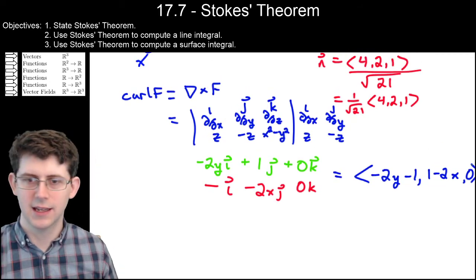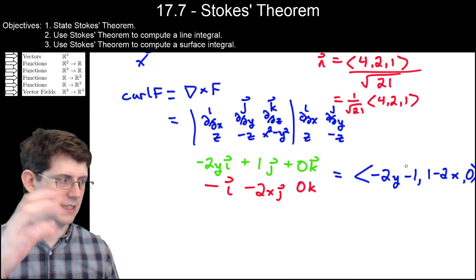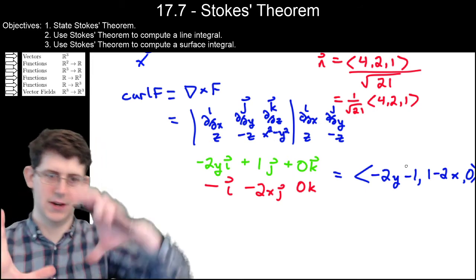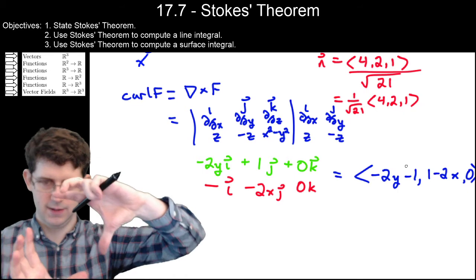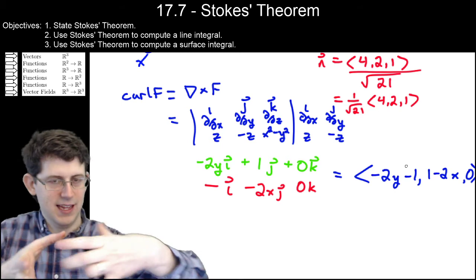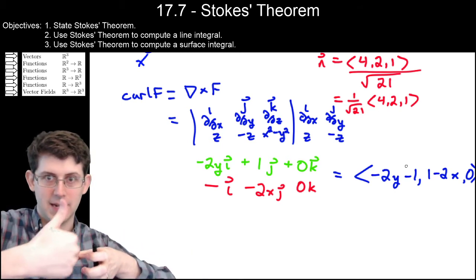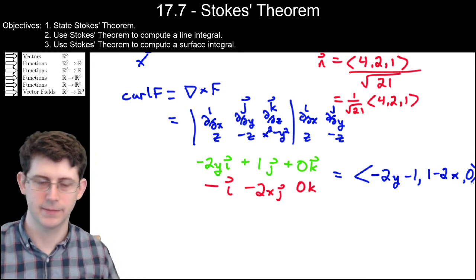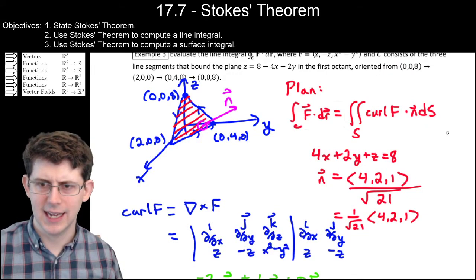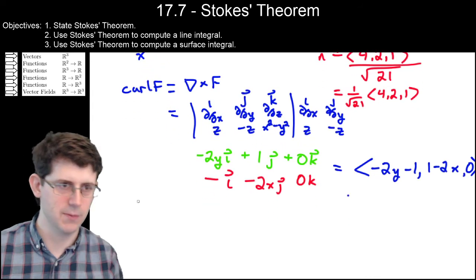Huh, that's interesting. If your curl is all in the xy plane all the time, that means that the rotation axes are all in the xy plane. So everything is always spinning this way and never this way. If things were spinning this way, then the curl would point up sometimes, but the curl never points up. Okay, so that's curl f. We got n. What is ds? I feel like there must have been some better way to do this, but this is where we are.